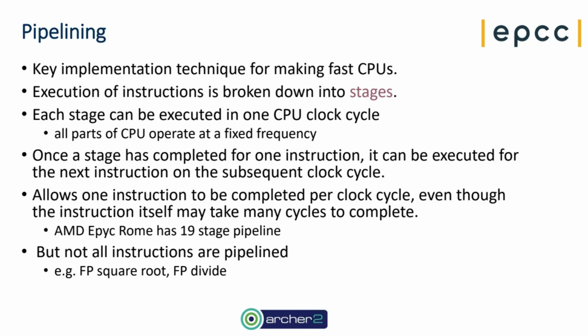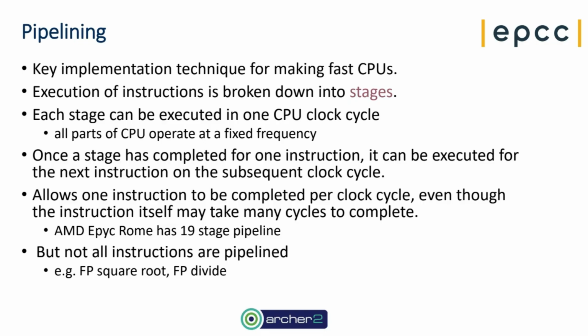Okay, so let's start looking at some of the hardware features which are designed to maximize performance. Pipelining is the lowest level of parallelism in the CPU. The way this works is that the execution of each instruction is broken down into stages, where each stage can be executed in one CPU clock cycle. All the parts of the CPU operate at the same fixed frequency.